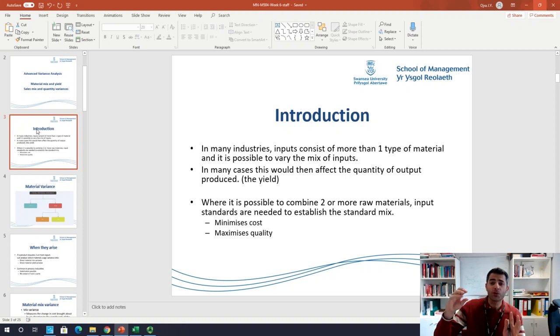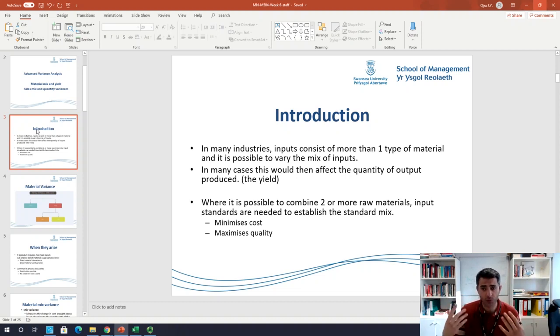We call this the standard mix. This is called mix, when you look at the input, the quantity of input of materials. The yield is when you look at the output, how many we produced. When we use the standard mix, how many do we produce? Do we produce more or less than we expected?